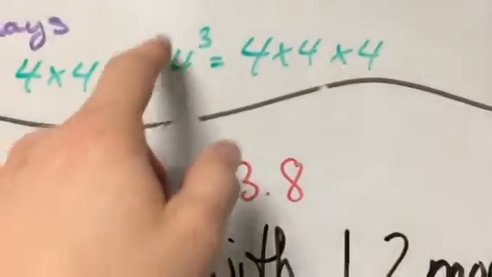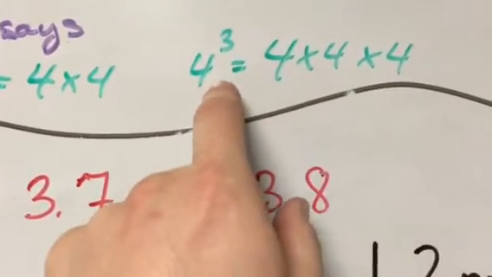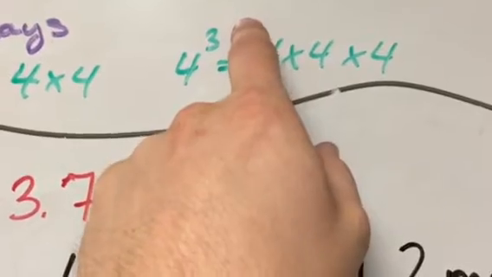Let's look at the next one. I have 4 with a 3 as my exponent. So then I have 4 times 4 times 4. I have my base of 4, and I multiply it 3 times.